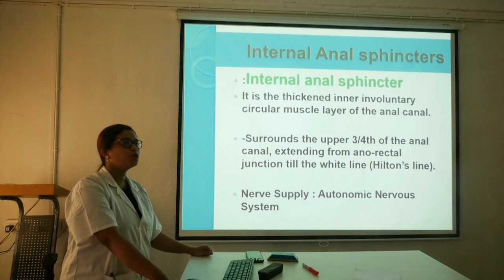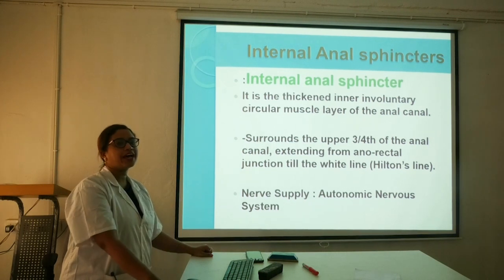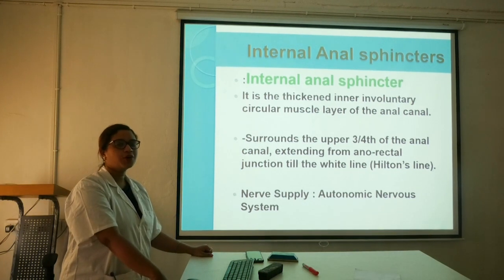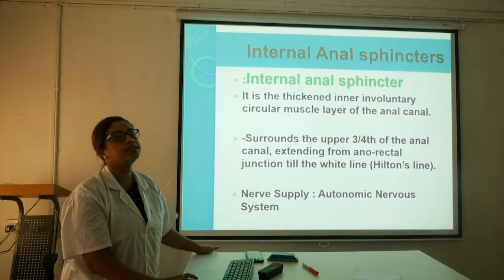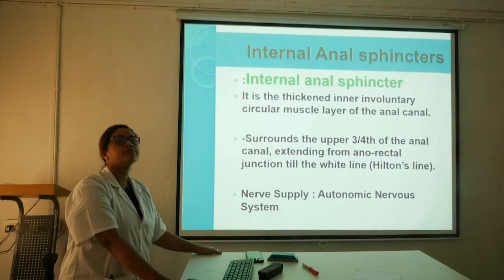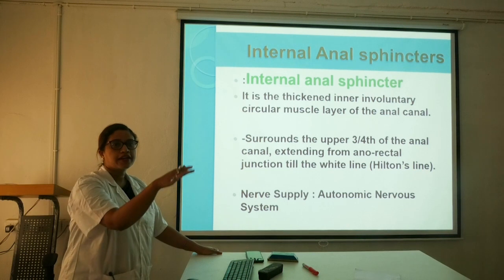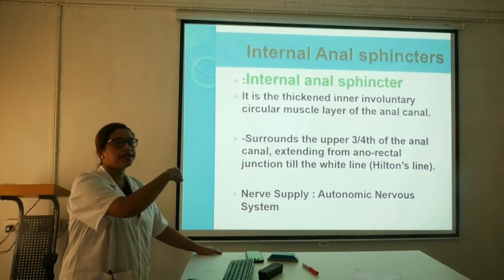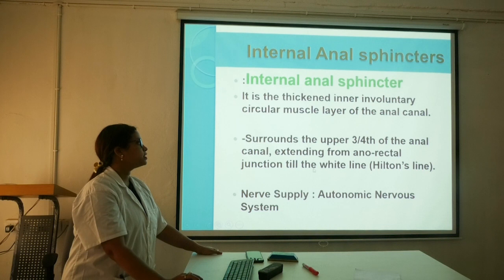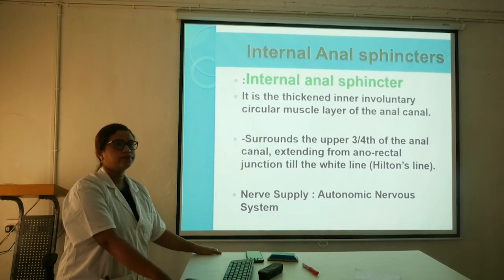Okay, so this white line is known as Hilton's line. You have studied in the lower limb, right, gluteus maximus and minimus. If there is paralysis of gluteus maximus, what will happen? Hilton's line would come downwards. Okay, it will not go straight. So this is Hilton's line, and the nerve supply is by the autonomic nervous system.